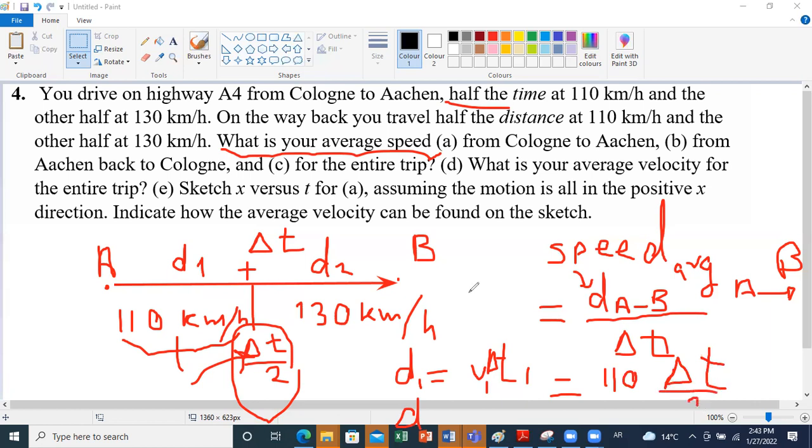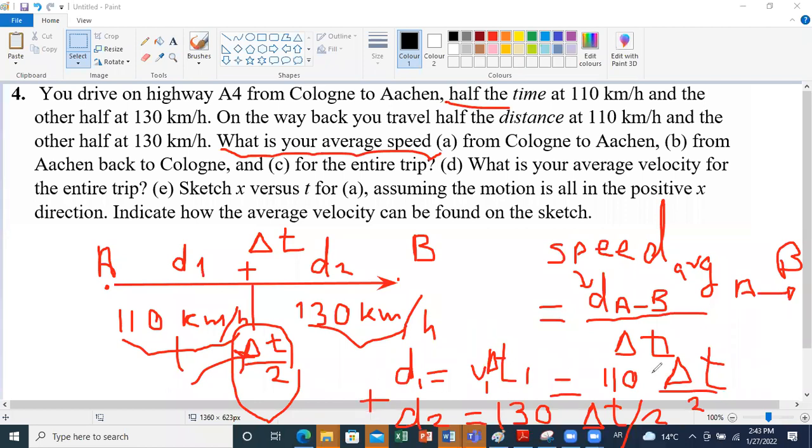Now, the same for d2. d2 is the distance traveled during the second phase. So it's v2 times delta t2. Since v2 is given, it's 130 kilometers per hour. And the time in the second phase is equal to the time in the first phase, which is delta t over 2. So I can get the distance traveled in the second phase. And now the total distance between A and B will be the summation of d1 and d2.